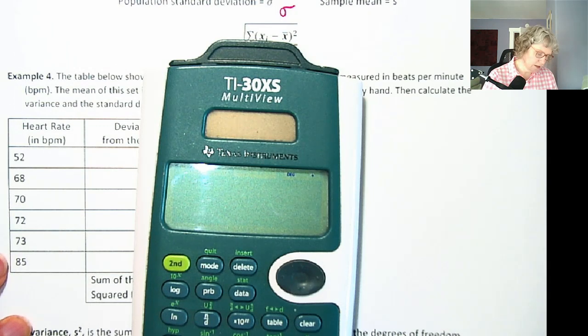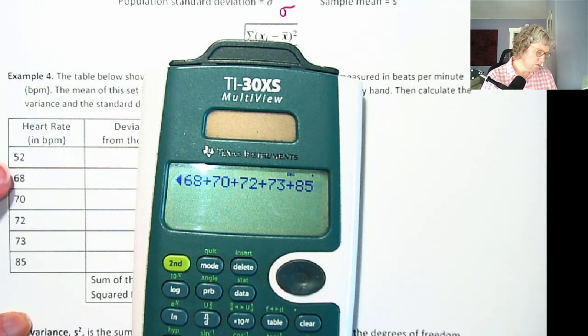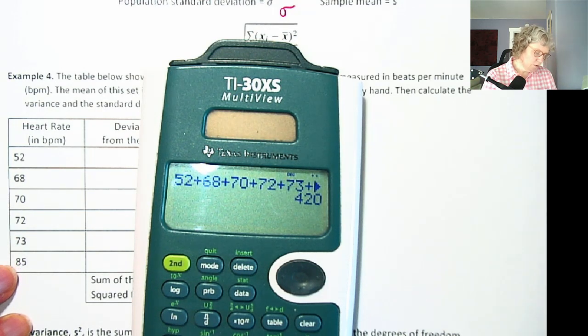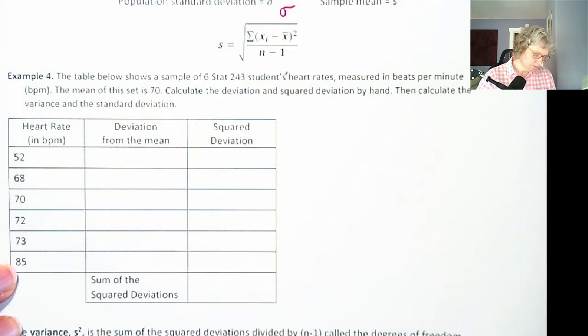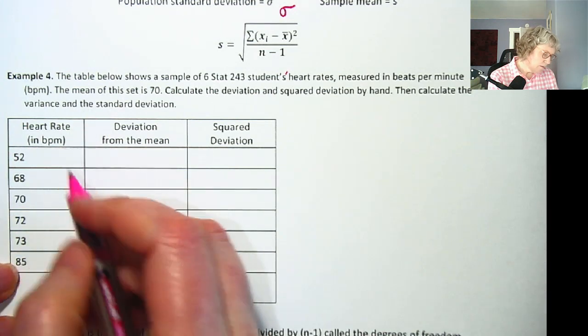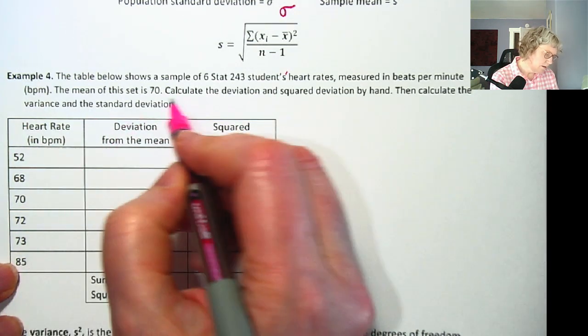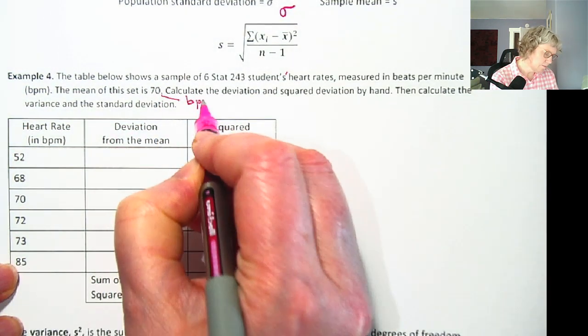before I get started. 52 plus 68 plus 70 plus 72 plus 73 plus 85. I've got 6 numbers, and they add up to 420. If I divide by 6, I do get 70. Okay, great. So 70 beats per minute. I didn't put my units there.